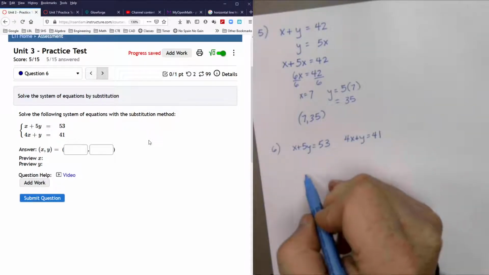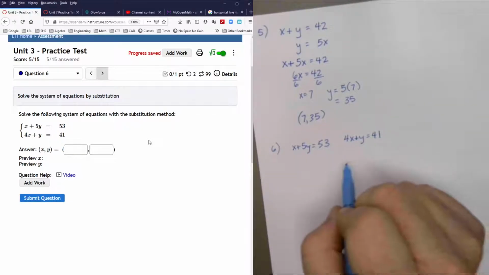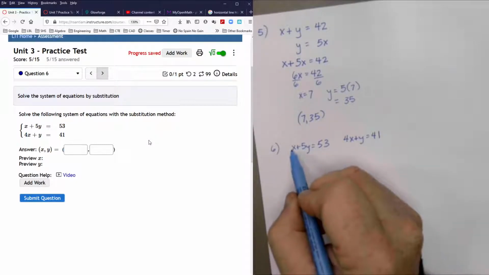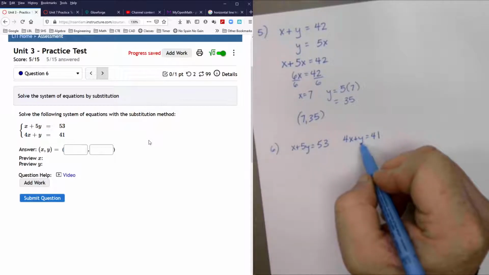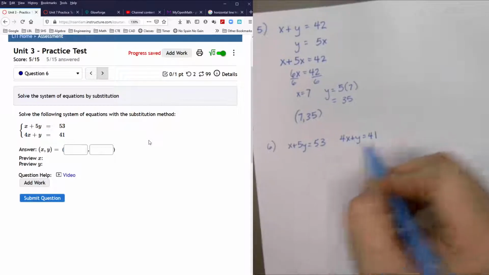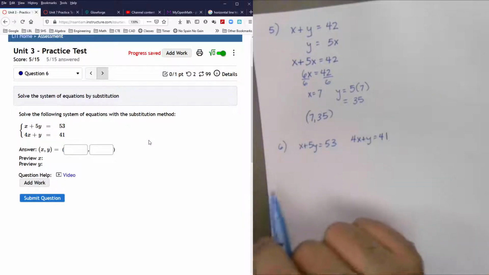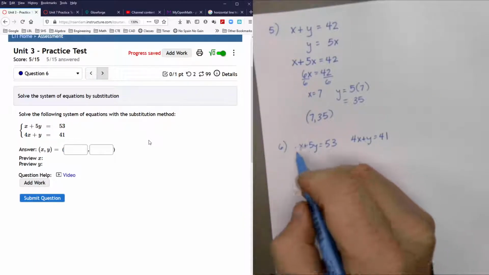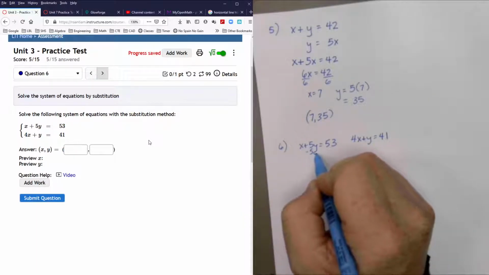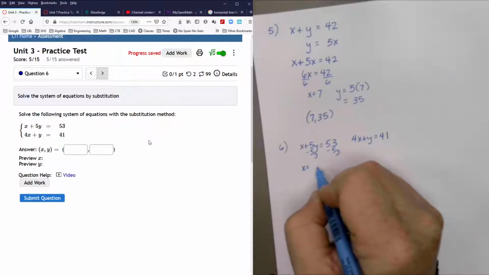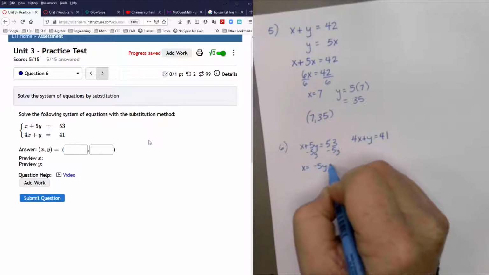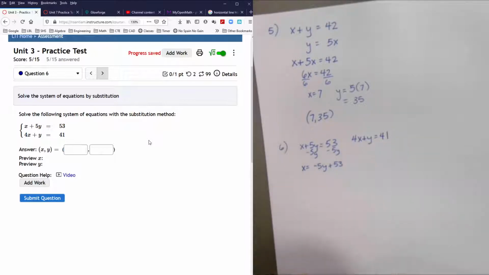So the substitution method, I need to get one variable all by itself. In this equation, it'd be pretty easy to get the x all by itself. In this equation, it would be pretty easy to get the y all by itself. It doesn't matter which one I do, I just pick one and see. So I'm going to choose the x one here. So I'm going to subtract 5y from both sides, and what I end up with is x is equal to negative 5y plus 53.